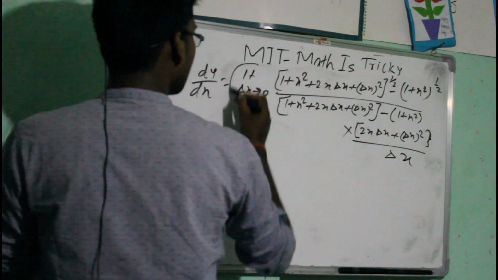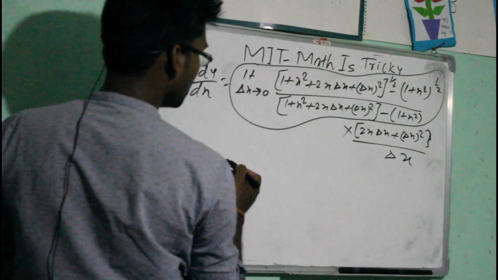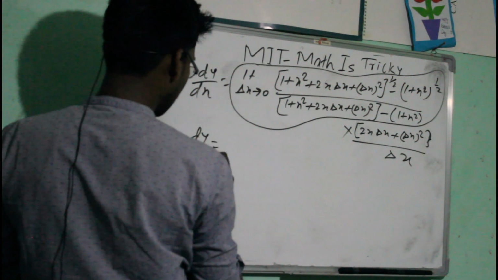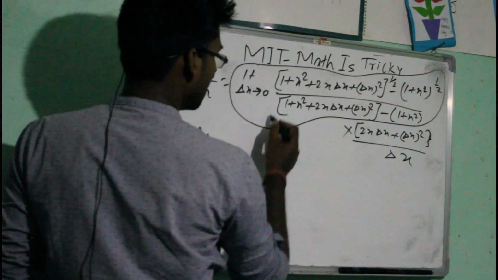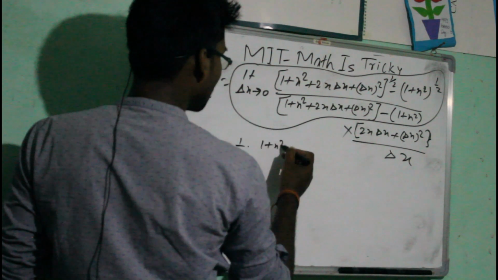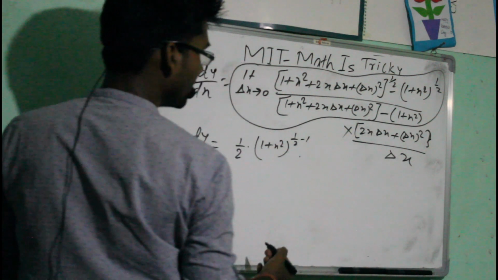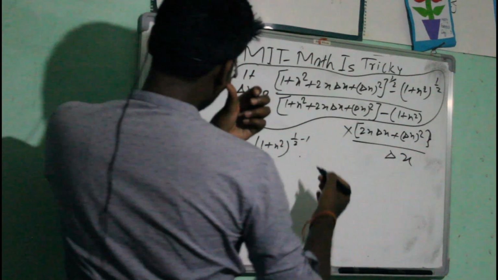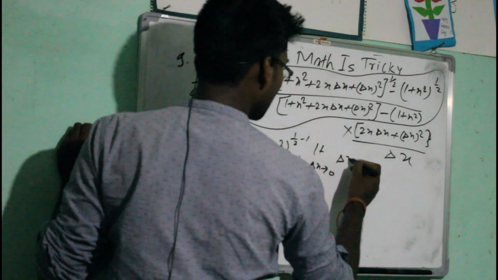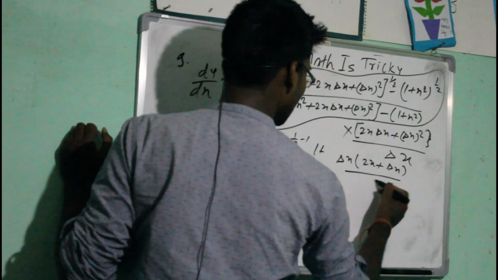So now for this we can write the formula. So what we are getting in dy by dx equals: this is the formula, so it is simply 1 by 2, (1 plus x square) to the power 1 by 2 minus 1, and for the remaining we can simply write limit delta x tends to 0, delta x is common, and 2x plus delta x by delta x.